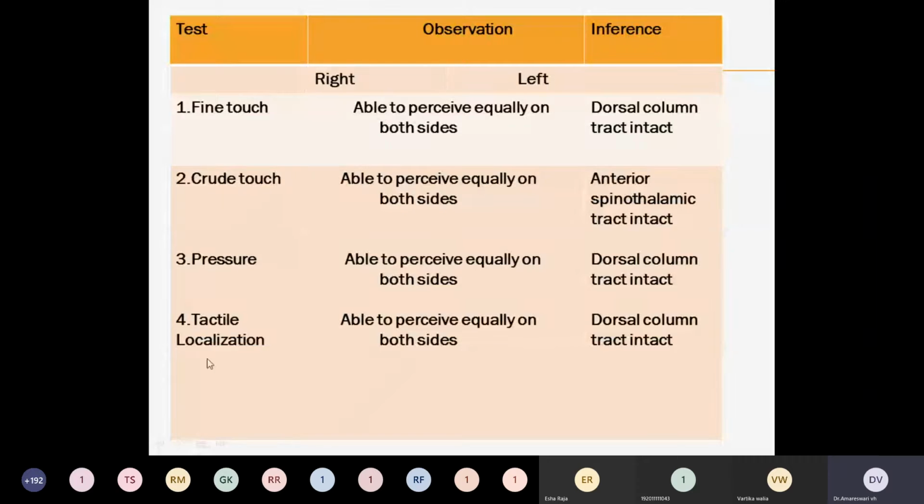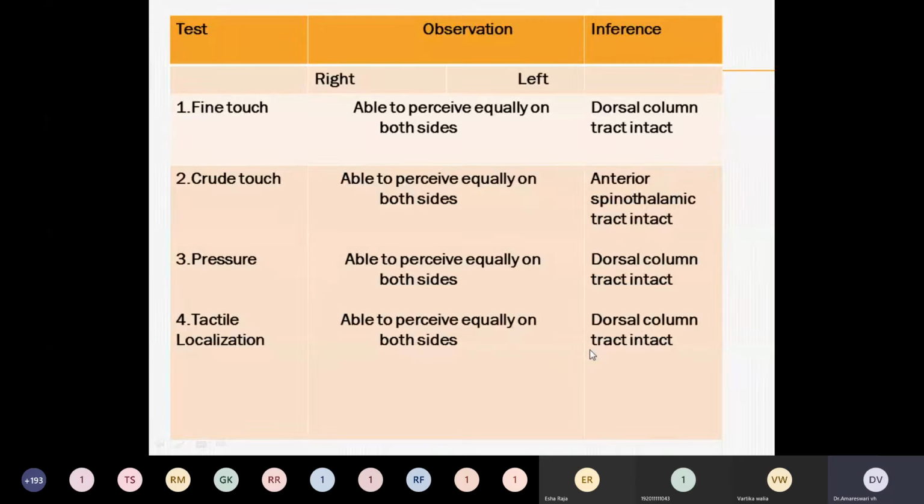Second sensation we are going to check is crude touch. Write down: able to perceive equally on both sides, and inference is anterior spinothalamic tract intact. Next test is pressure. Write down: able to perceive equally on both sides, dorsal column tract intact. Next, tactile localization: able to perceive equally on both sides. That inference is dorsal column tract intact.